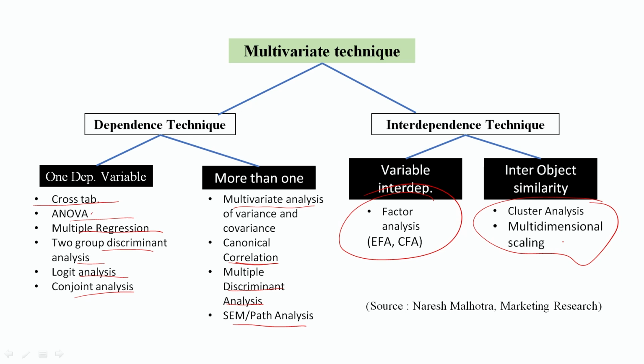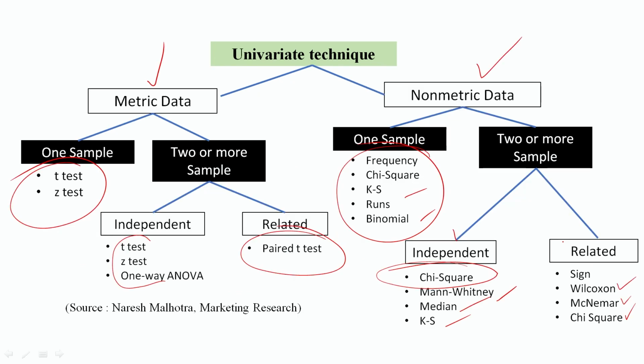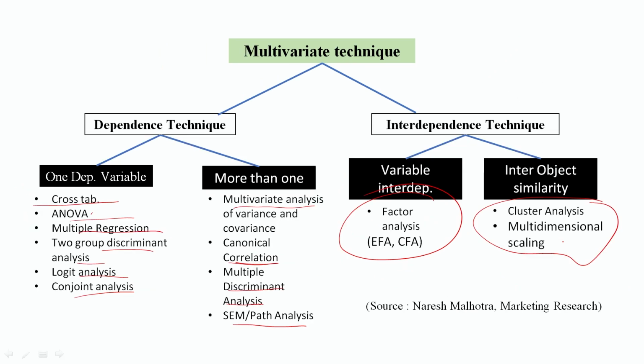See the previous slide, it was about univariate. We have two types of data, metric and non-metric, and we have samples, one sample, two samples, like that. Here we have multivariate techniques with the dependence technique or interdependence technique. The issue here is that one is about a dependent variable, and the second case is object similarity or object interdependence.